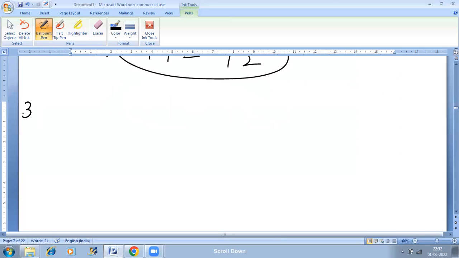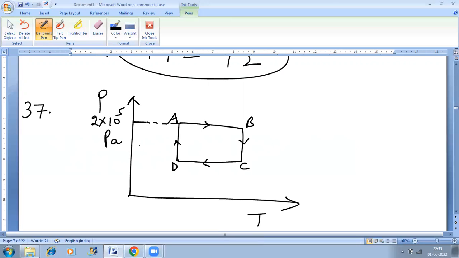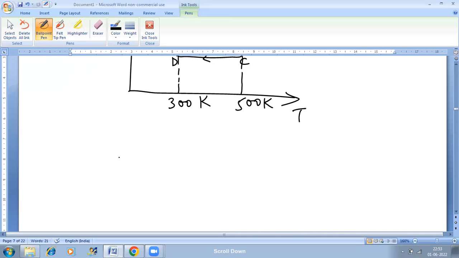Coming to 37th question. Now, in the 37th question, they have given a graph of pressure versus temperature. Here, the value of pressure is 2 into 10 raised to 5 Pascal. Temperature here is 300 Kelvin. Temperature here is 500 Kelvin. Number of moles is given as 2 moles of gas. It's an ideal gas.